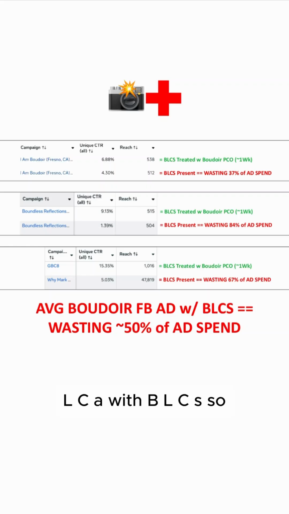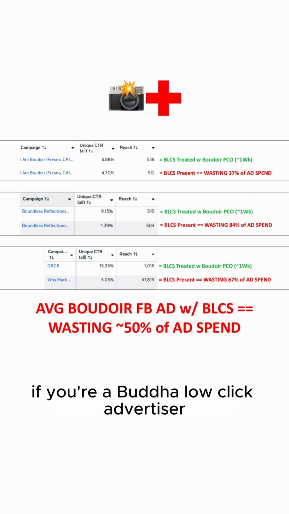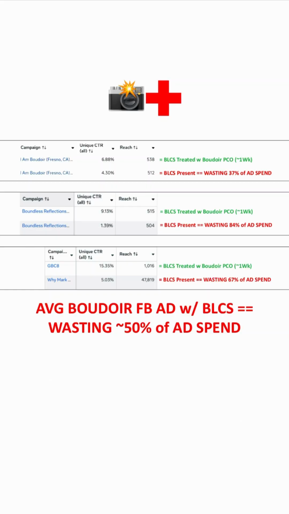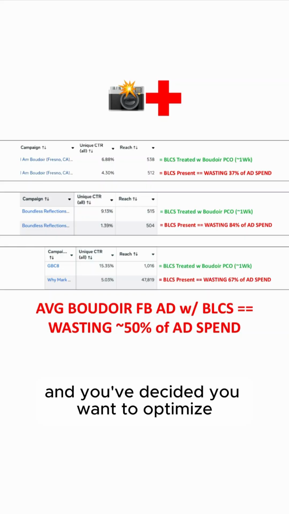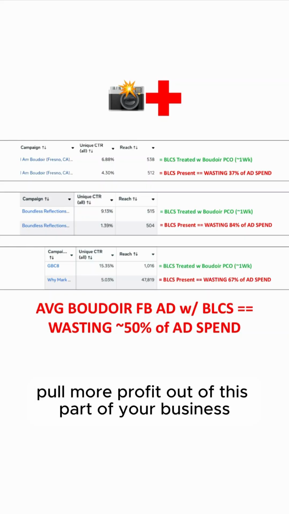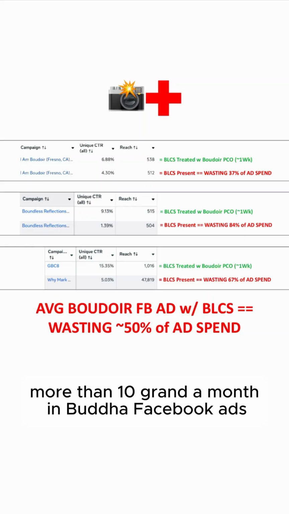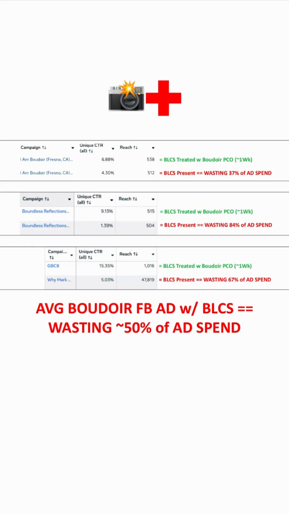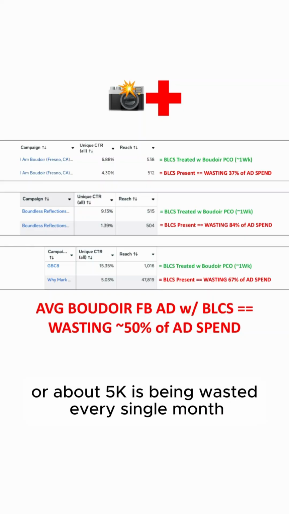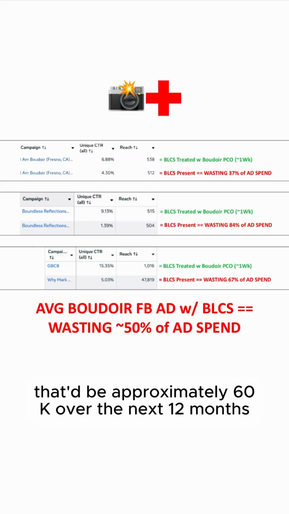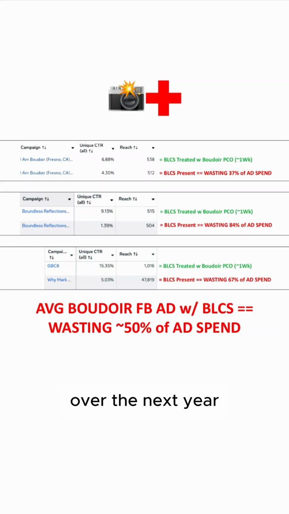So if you're a BLCA with BLCS, so if you're a Boudoir low click advertiser with Boudoir low click syndrome, and you've decided you want to optimize, pull more profit out of this part of your business, and you're spending more than 10 grand a month in Boudoir Facebook ads, so that means on average about 50% or about 5K is being wasted every single month, and you want that back in your pocket, that'd be approximately 60K over the next 12 months, over the next year.